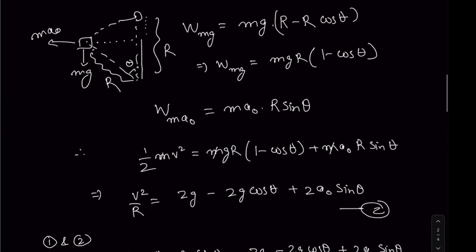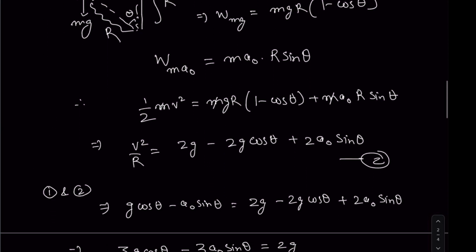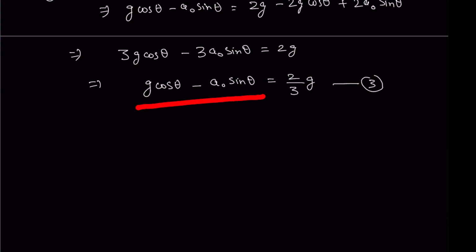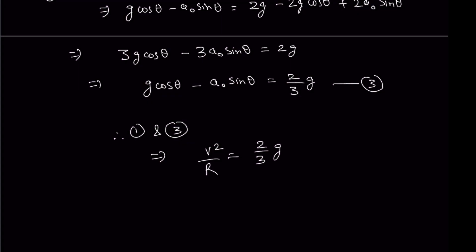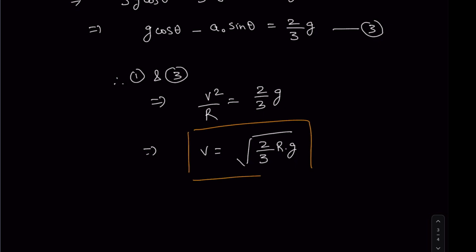Now if we look at equation number 1, the right hand side of it is g cos theta minus a naught sine theta, which is equal to v square over r. So g cos theta minus a naught sine theta is the left hand side of equation 3. Hence, we can say that v square over r is equal to this value. Therefore, 1 and 3 imply that v square over r is 2 over 3 times g, and therefore v equals the square root of 2 over 3 rg, and that is our answer. Thank you.